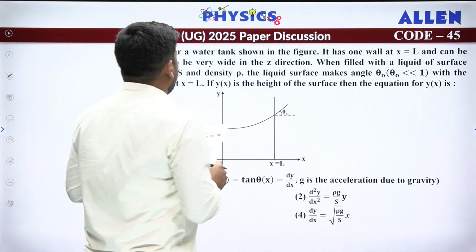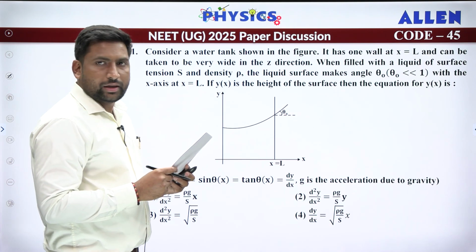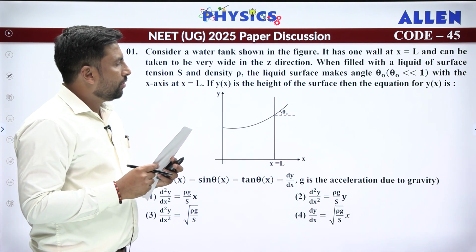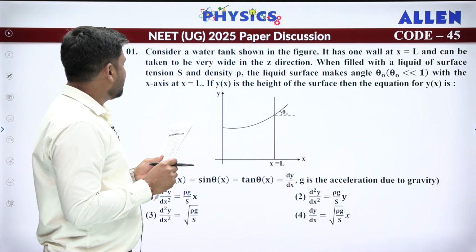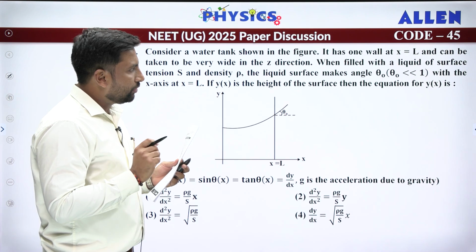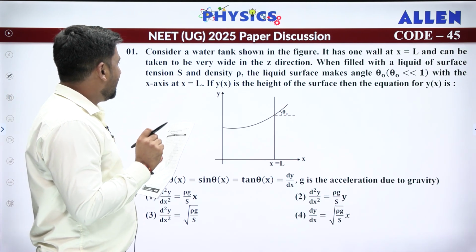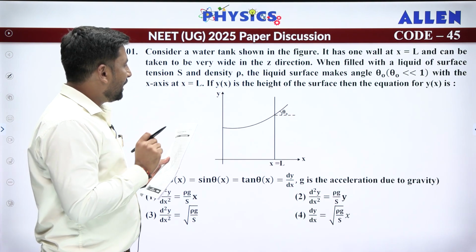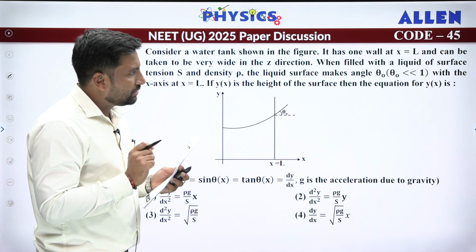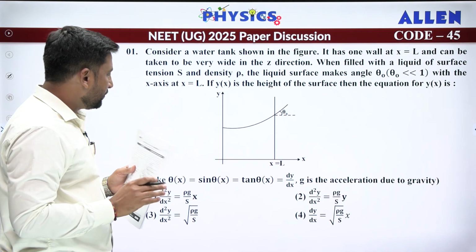It says, consider a water tank shown in the figure. It has one wall at x equals L and can be taken to be very wide in the z direction. When filled with a liquid of surface tension S and density rho, the liquid surface makes an angle theta naught, which is very small, with the x-axis at x equals L. If y as a function of x is the height of the surface, then we have to find the equation for y. It is one of the most difficult questions.